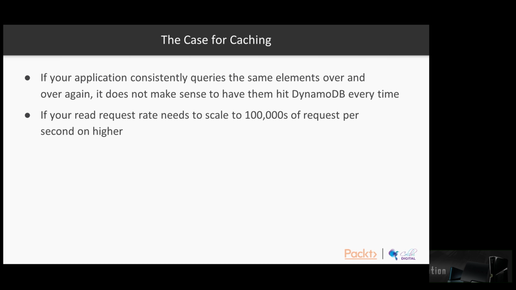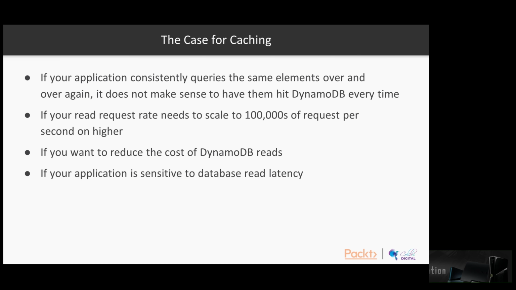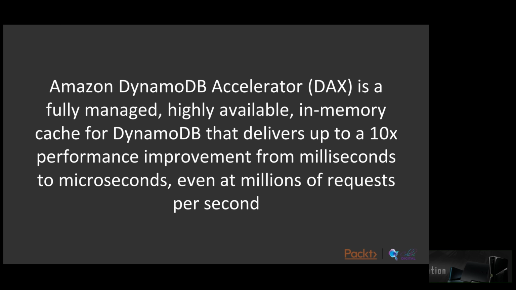Perhaps you have an application use case where your read request rate needs to scale out to hundreds of thousands of requests per second, or even higher. Perhaps you want to just reduce the cost of your DynamoDB read capacity units. Or maybe your application is very sensitive to database read latency. Well, again, Amazon have a solution for us, and it's called the DynamoDB Accelerator, or DAX for short.